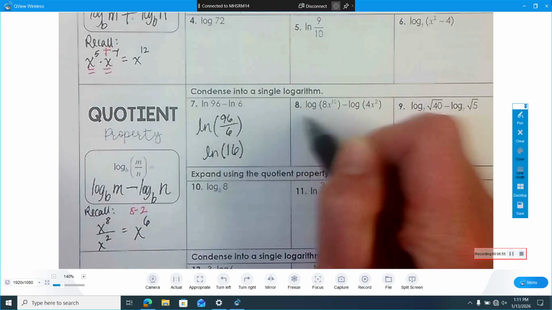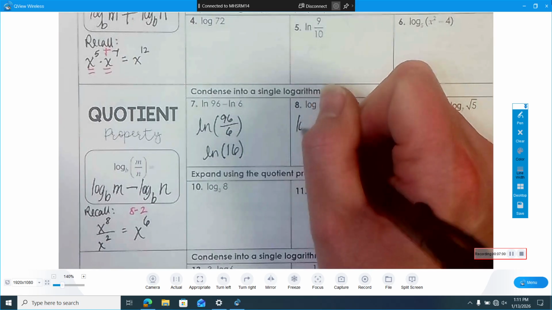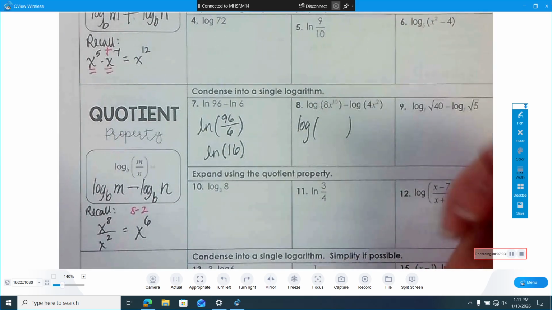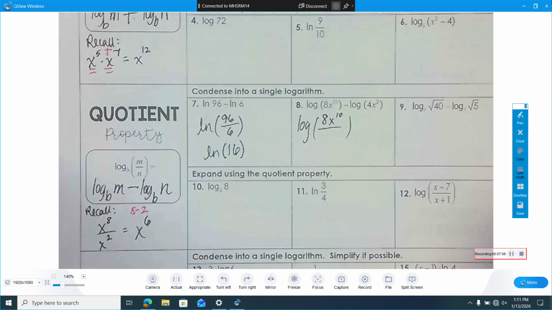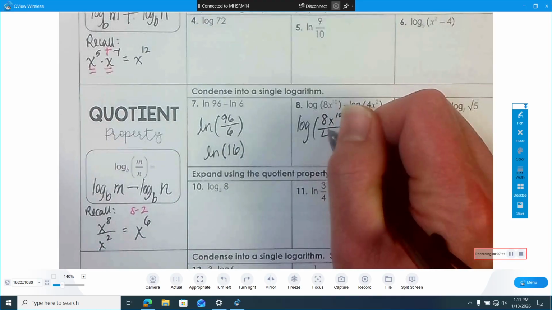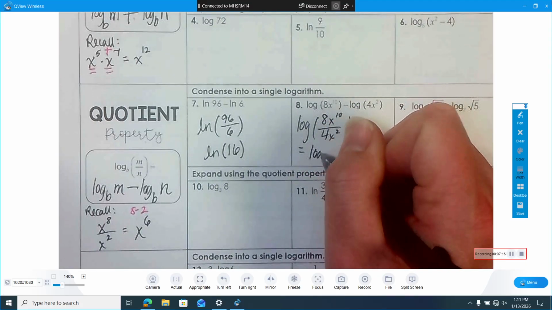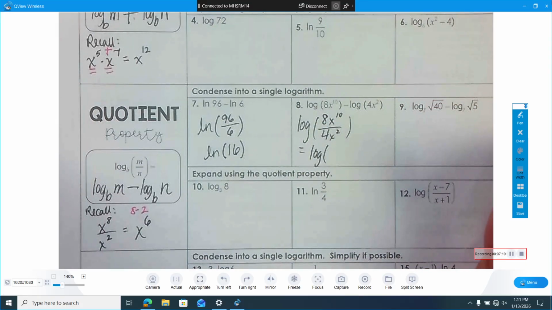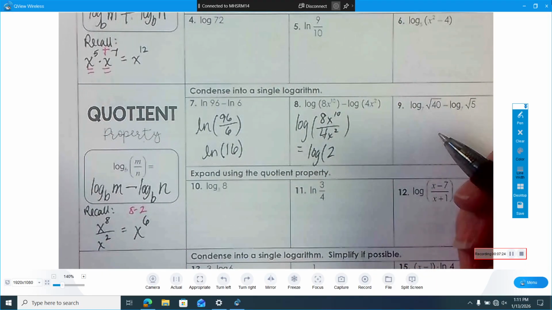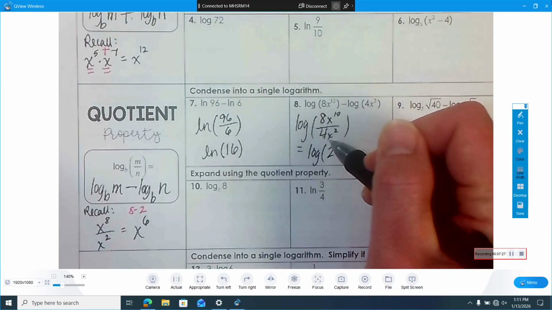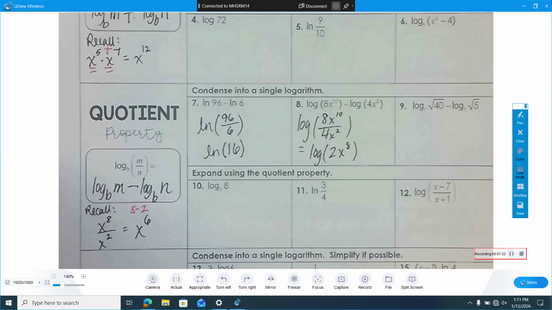Number 8, what property allows us to subtract the logs? Quotient property. So log of what's on top? 8x to the 10th over 4x to the 2nd. Yep. Can we clean that up? And so that inside cleans up to 2. 8 divided by 4. We're not subtracting. These are just numbers. 8 divided by 4 is 2. What's x to the 10th divided by x squared? X to the 8th. Okay.